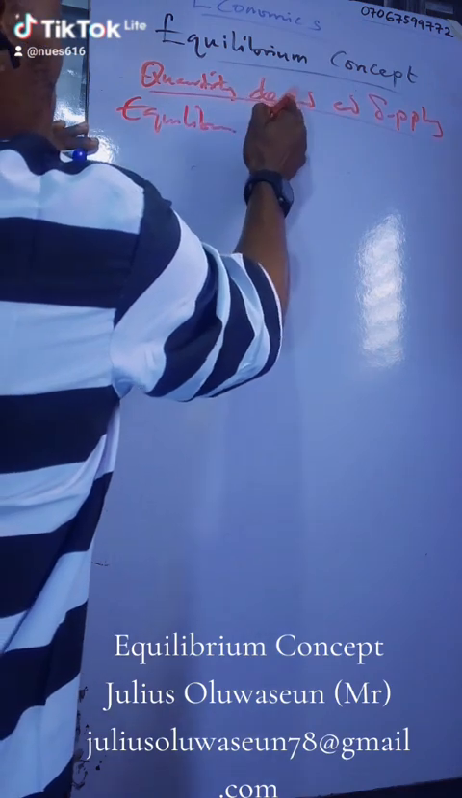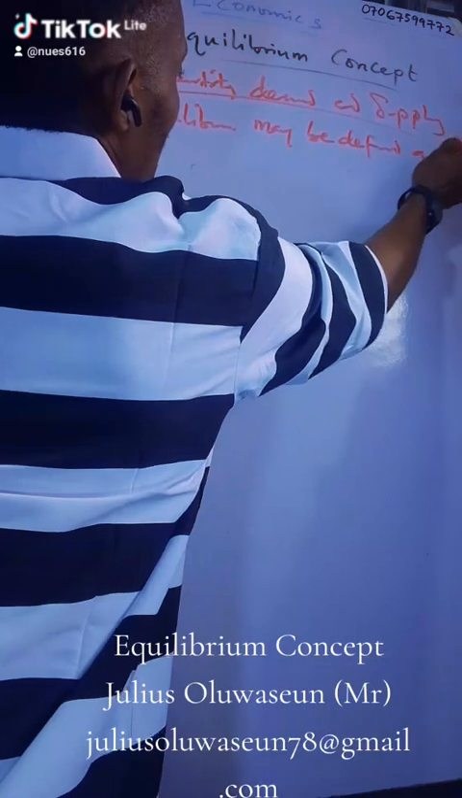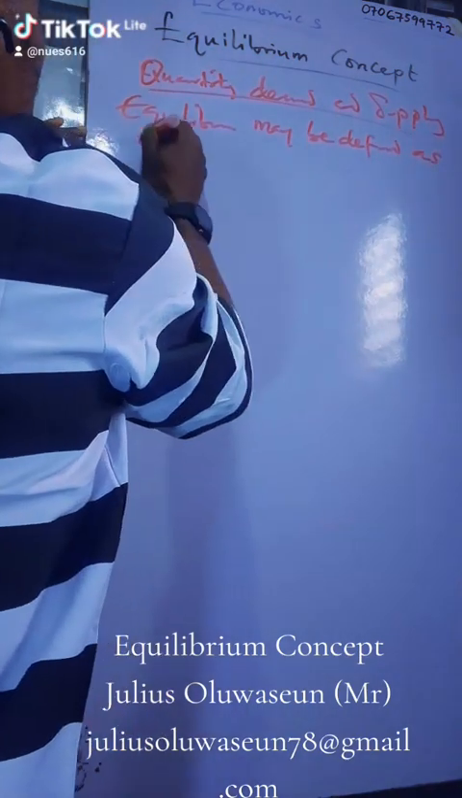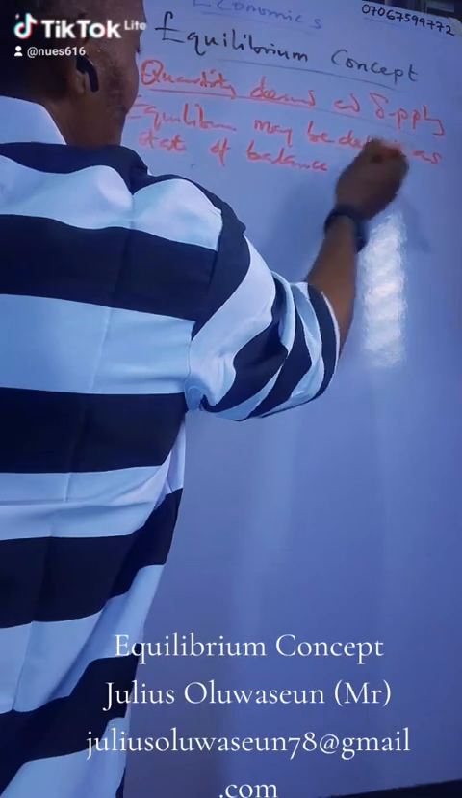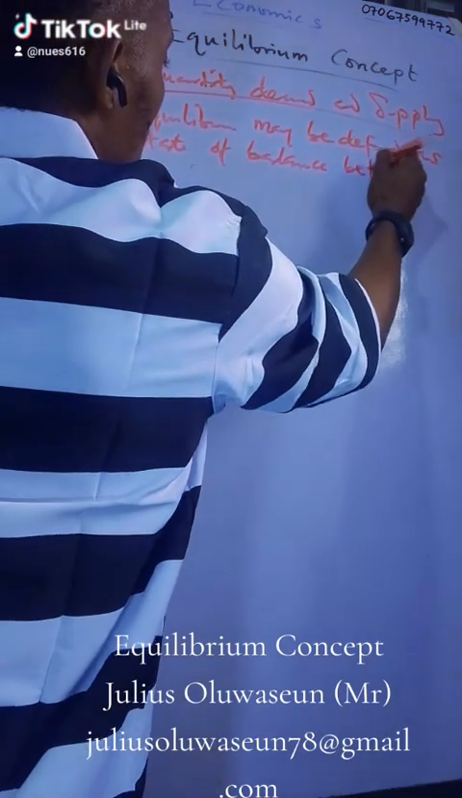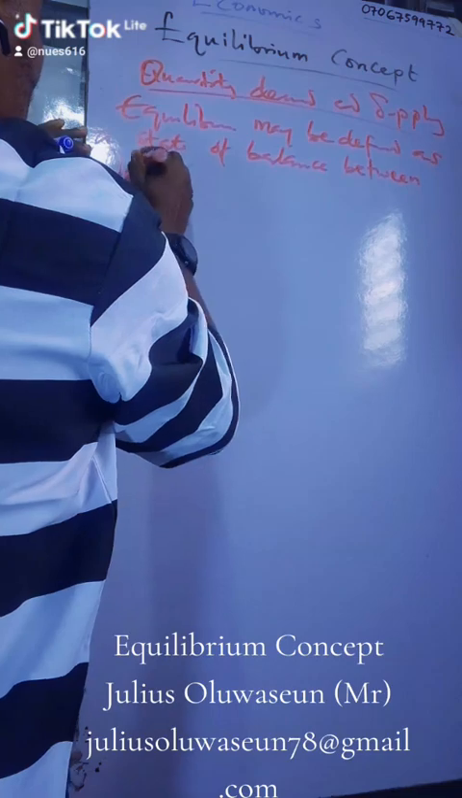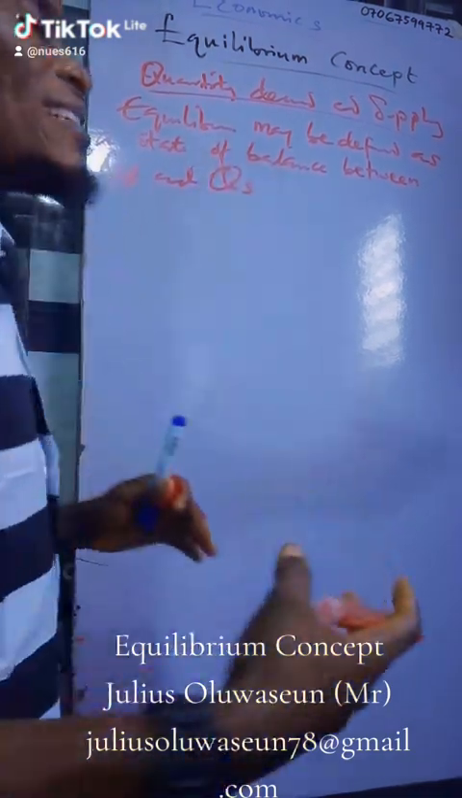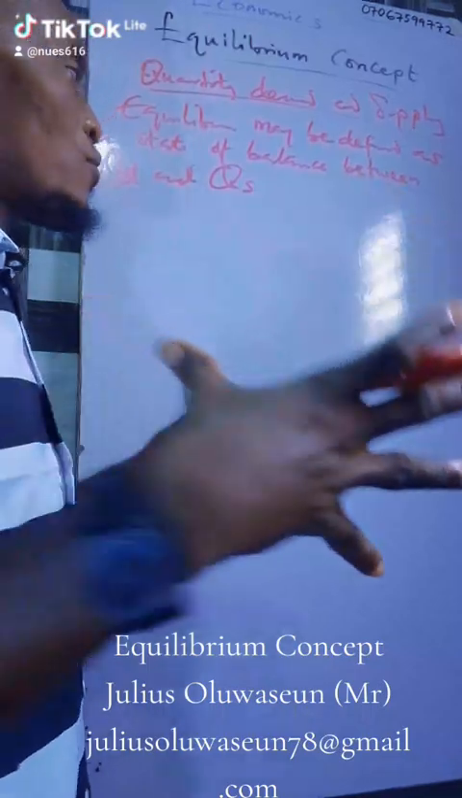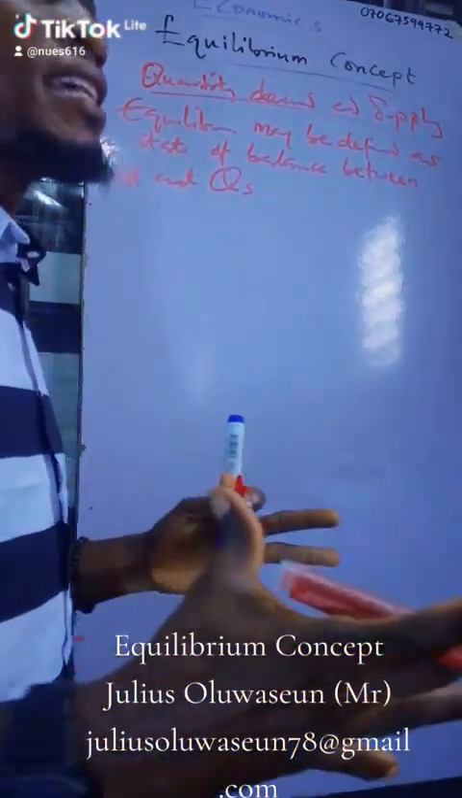Equilibrium may be defined as a state of balance between quantity demand and quantity supply, or we may say that it is the equality that exists between quantity demand and quantity supply respectively. Am I communicating?